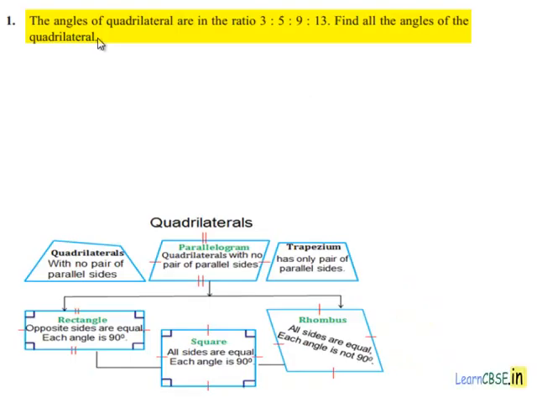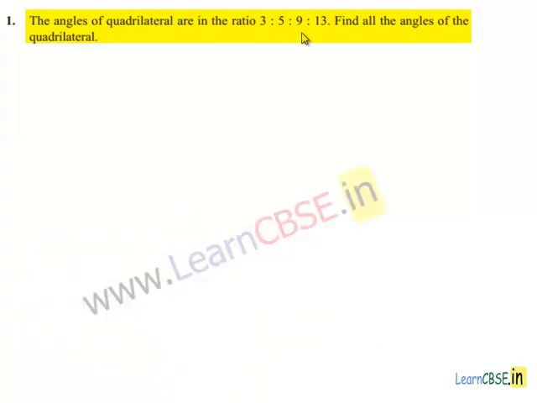Moving on to the first question. The angles of a quadrilateral are in the ratio 3:5:9:13. Find the angles of the quadrilateral. Now moving on to the solution.